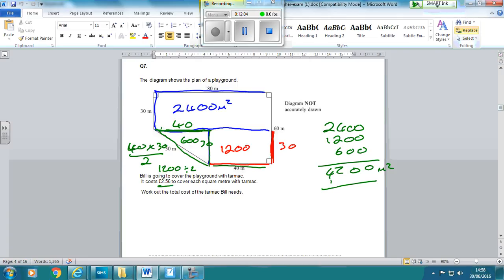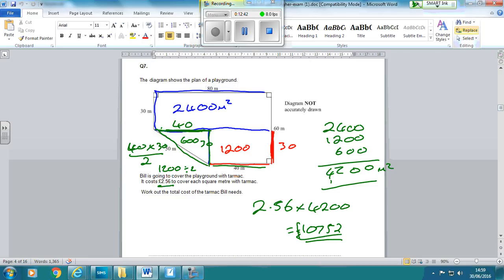Now each metre squared is going to be £2.56. So we've got to do £2.56 times by 4,200. And even if you knew you had to do that, write it down anyway, because just in case you make a mistake, you're going to make sure that you pick up those marks. So 4,200 times by 2.56. Let's try it again. My fat finger's got in the way. 2.56. And you end up getting 10752. So it's going to cost £10,752. Wow, to tarmac this playground.